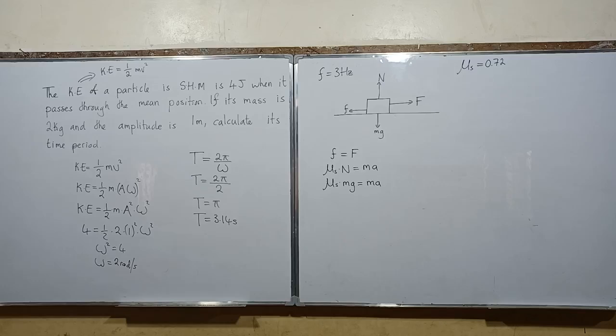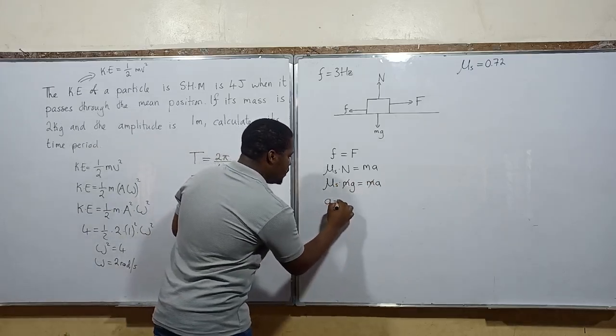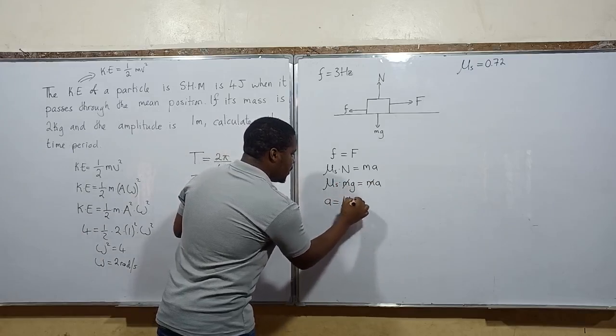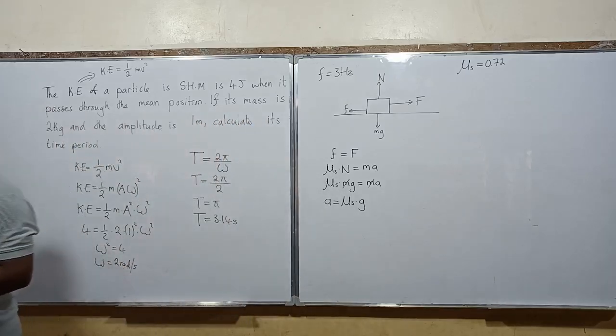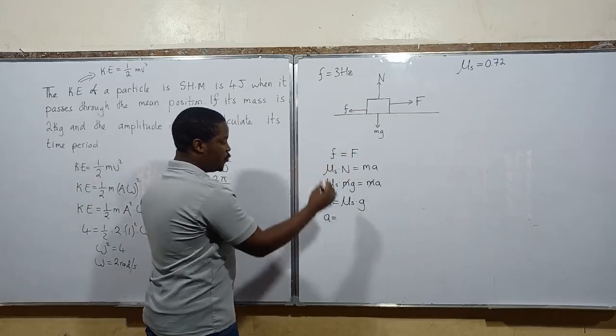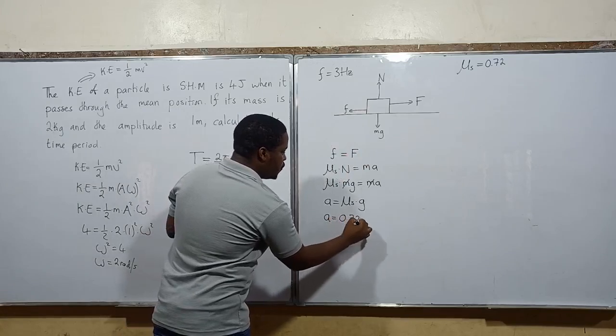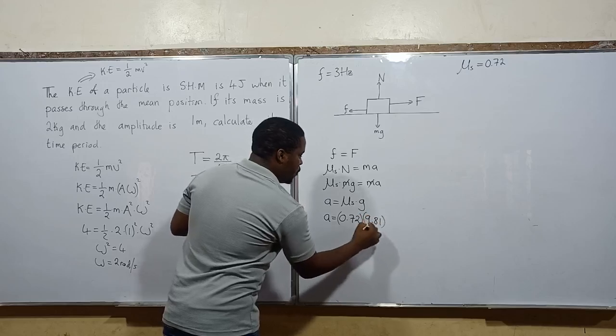From there, we can say mass can cancel out. Divide both sides by m, and mass disappears, meaning that a is equal to mu times acceleration due to gravity. So let's find acceleration. Mu we've been given, 0.72. So 0.72 multiplied by acceleration due to gravity, let's use 9.81.